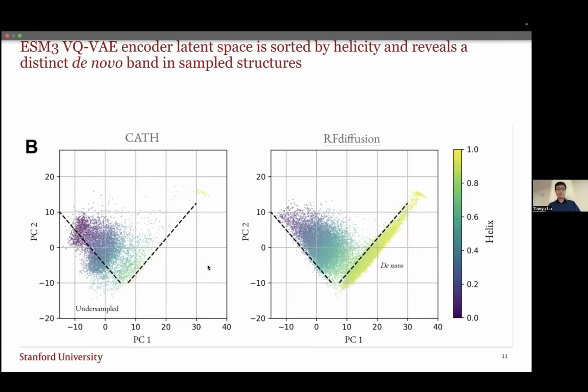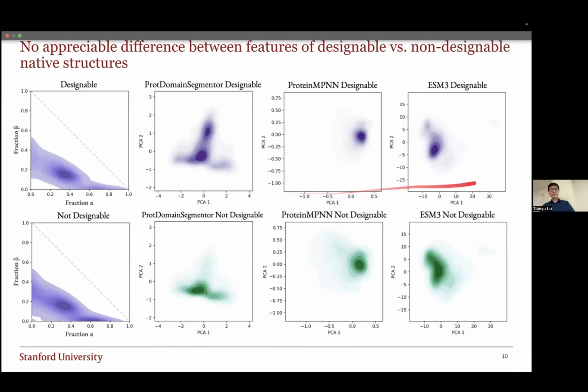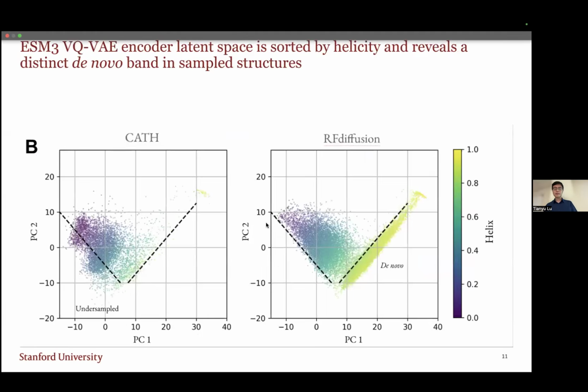While the distributions between designable and not designable are not appreciable, we do see through this lens of structure embeddings a pretty striking pattern. There are several things going on in this plot. Here we're looking at the VQVAE encoder embeddings of ground truth structures on the left and of sample structures on the right.